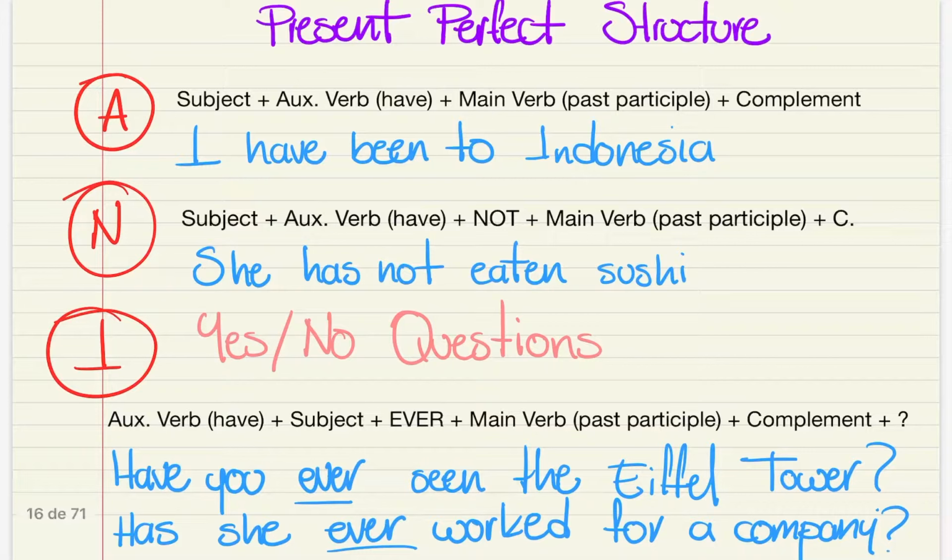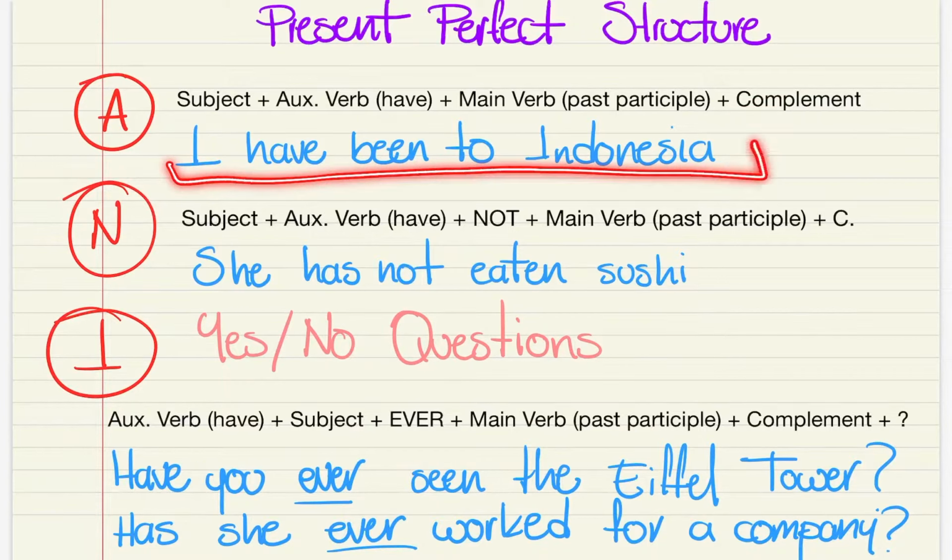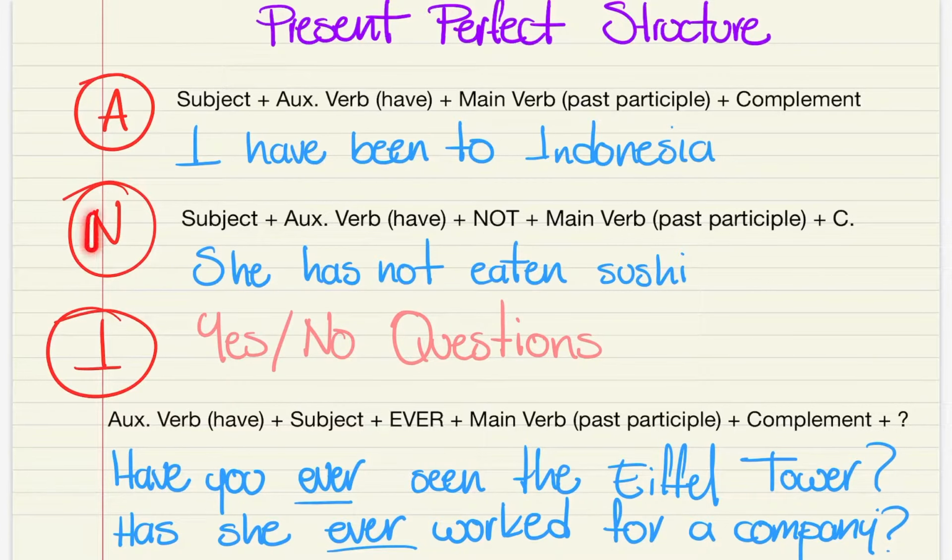So we're going to start first with the affirmative sentences, and as usual we're going to start with a subject. In this case, in the example, we have I as a subject. Then we're going to use the auxiliary verb have, the main verb in past participle, and to finish the sentence, a complement. So we have I have been to Indonesia. Yo he estado en Indonesia.